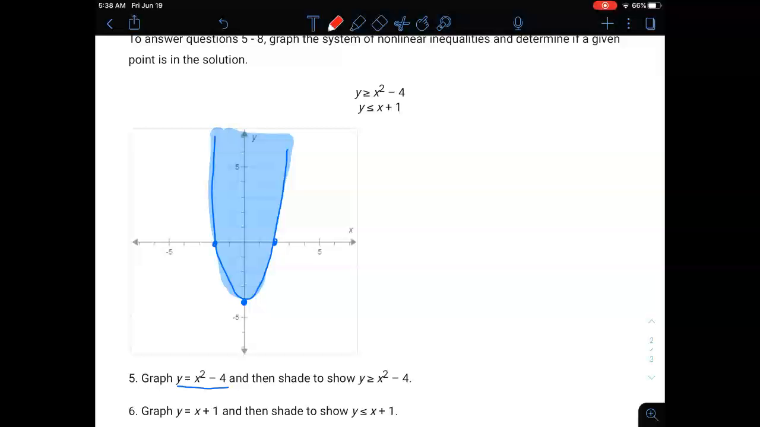All right, we're going to solve again for this equation here. So y is equal to 0. That means that 0 is equal to x plus 1. So x is equal to -1. So our intercept is (-1, 0).